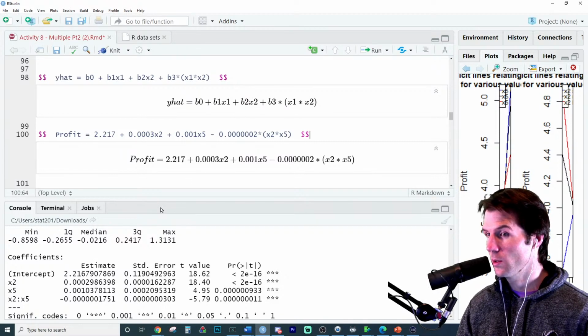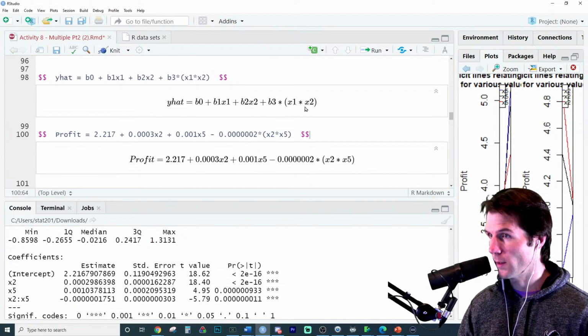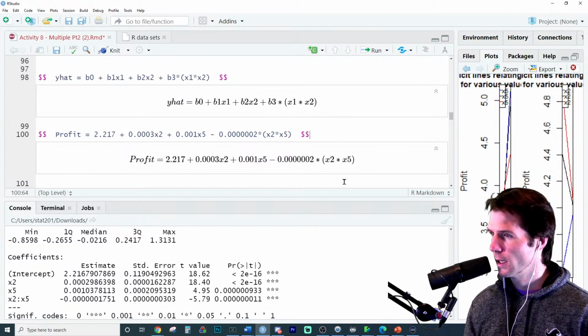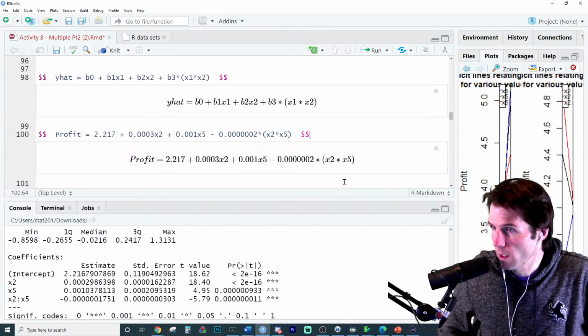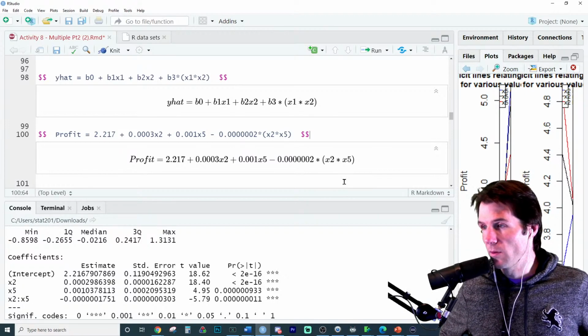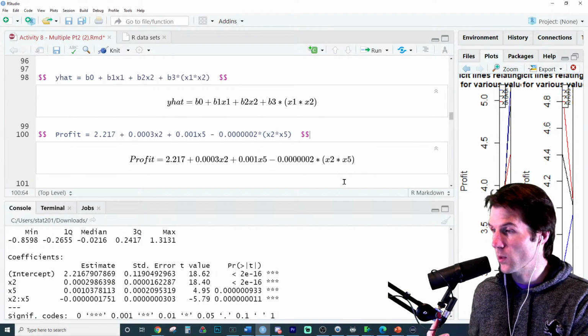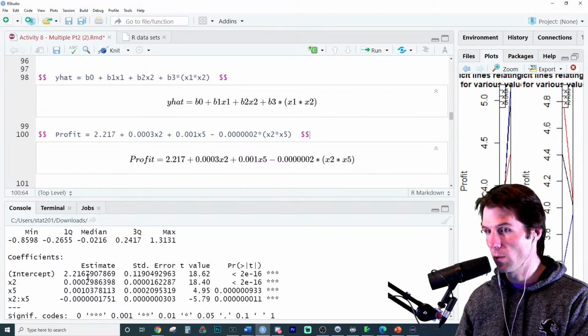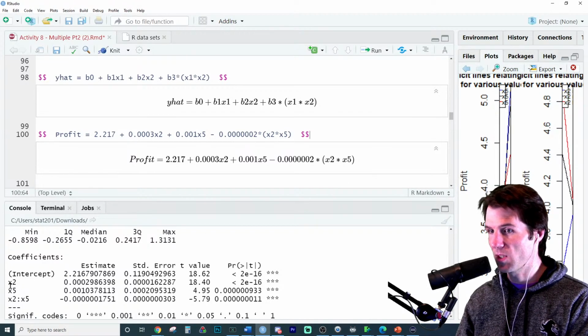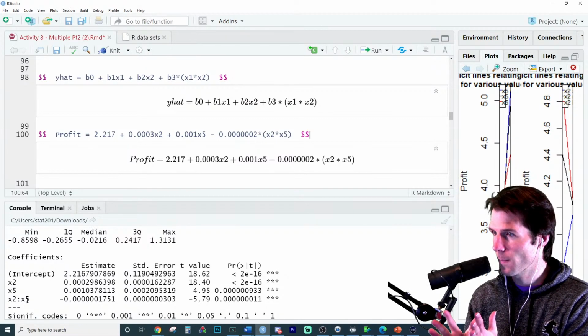And then B2 is the coefficient of the second x, which is x5. And B3 is the coefficient of the interaction term between x2 and x5. If you notice the order, I just want to keep this on the screen so people can see how to write this. If you write out the general form and then plug in the numbers, it should work. You just go this plus this times this plus this times this plus this times this. Does that make sense?